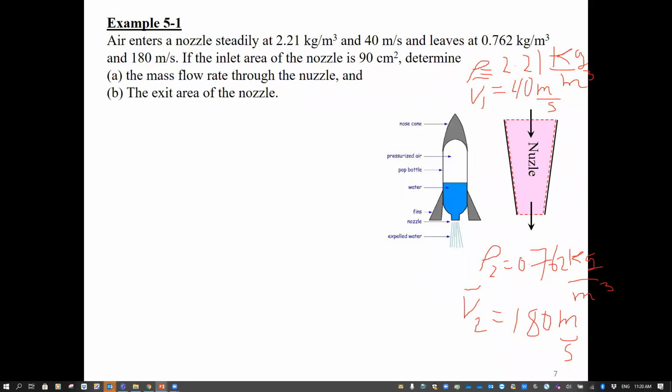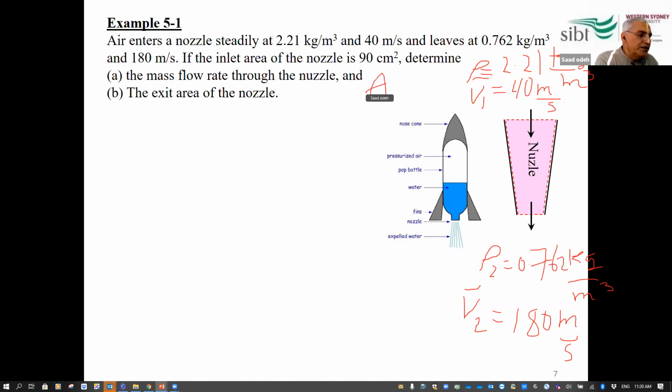If there's any question? So we have area 1 also given, but this is in centimeter. Please make sure that you do the conversion in the exam. So centimeter square. Okay, so we have all the information here given. We want to find the mass flow rate.